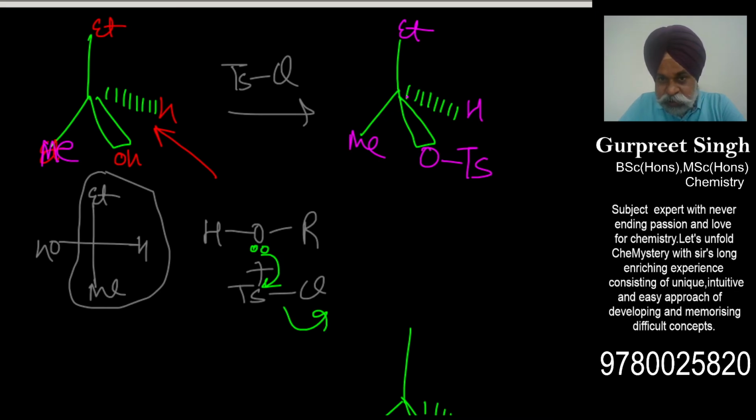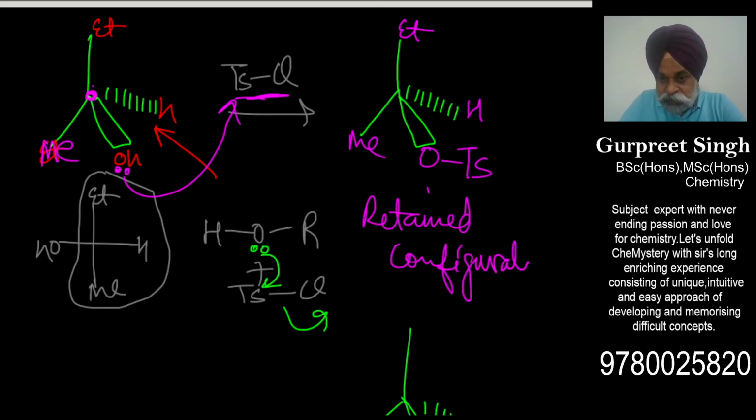of the chiral center, because this carbon is not being attacked by the tosyl chloride. In fact, this lone pair of oxygen actually has attacked the tosyl part. So the configuration gets retained. So this is retained configuration, just like in the previous question itself. This is the retained configuration.